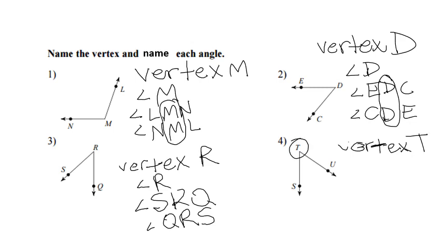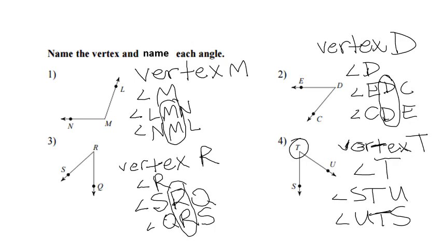I like to call the vertex kind of the corner. Like if you were walking these angles, you would have to turn the corner at that point. So we'll name it angle T, angle STU, or angle UTS. And that's one of the reasons we like to name the vertex first, because that reminds us that the vertex has to be in the middle of the 3 letters.